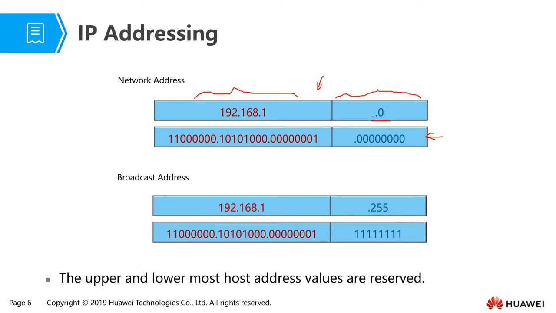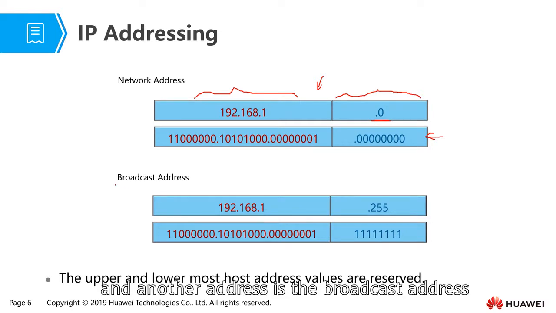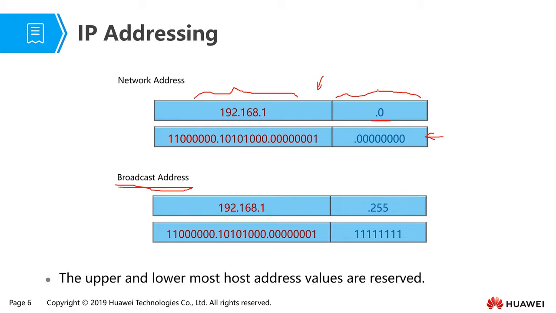And then another address is the broadcast address. For the broadcast address, the special value is that the host part is all ones. This value also cannot be assigned to a host. It represents all the hosts in this network.